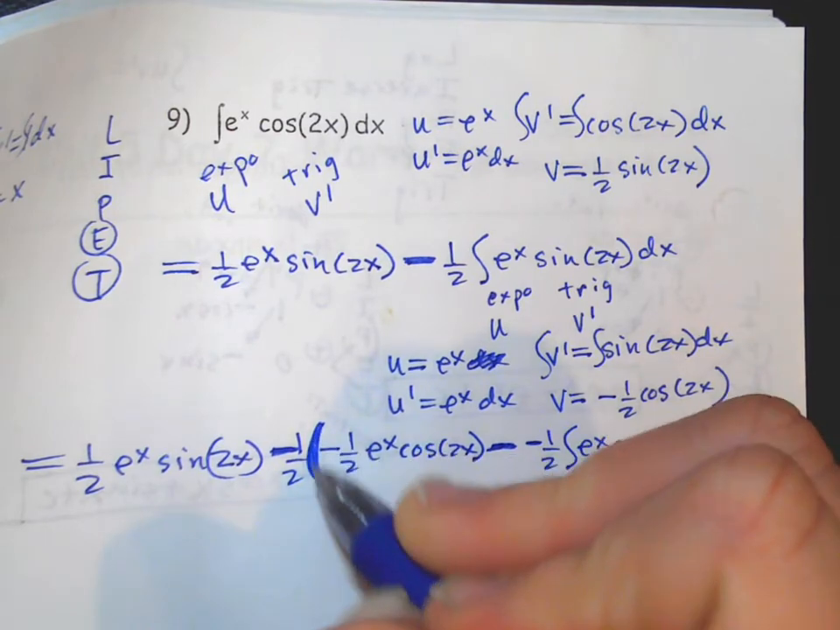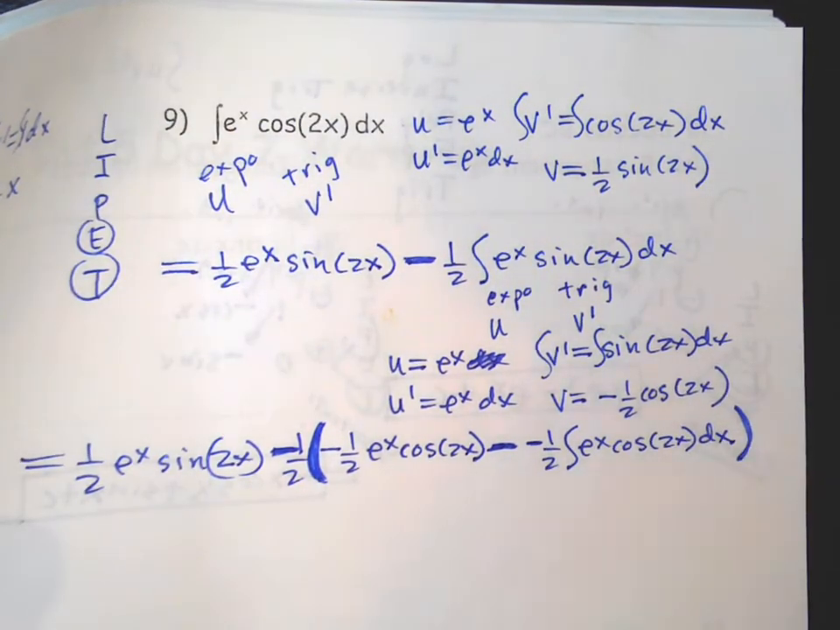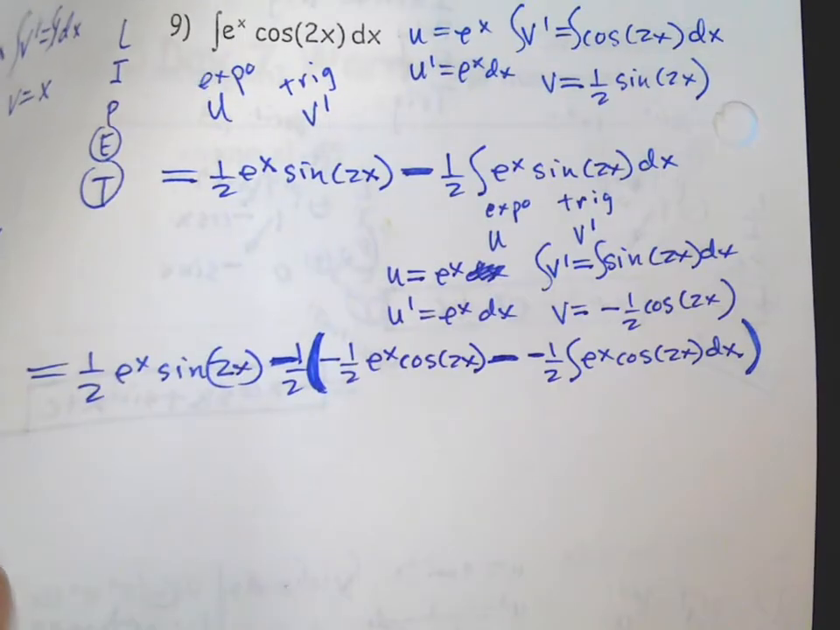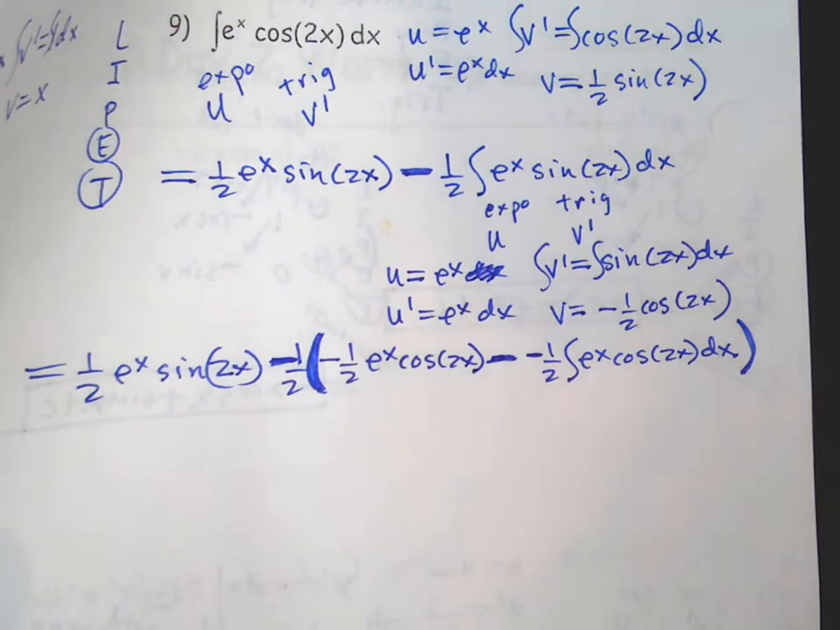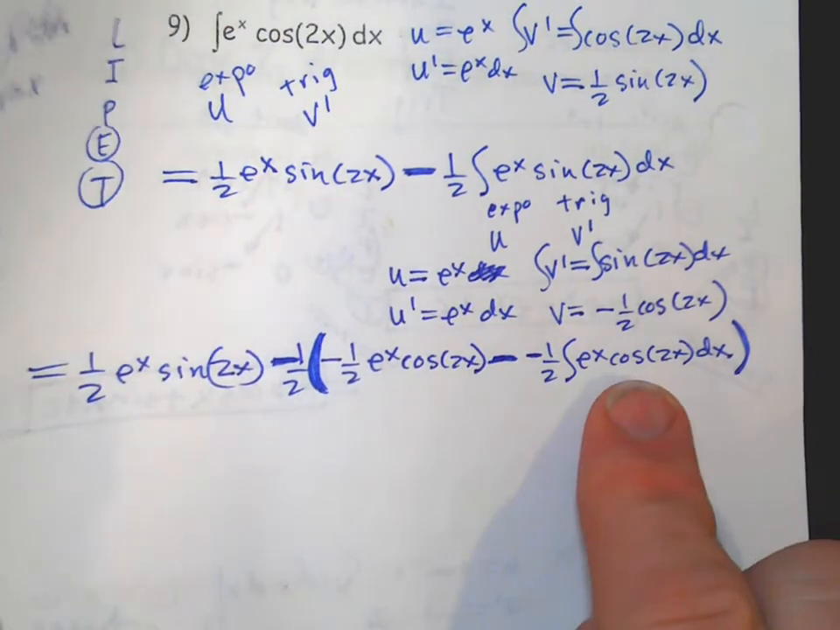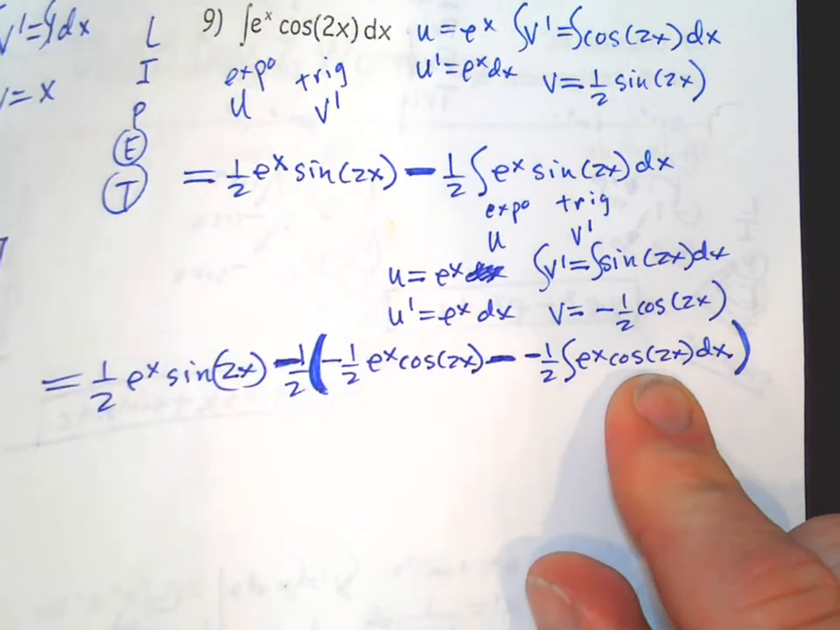Now, hopefully, what should be happening is that this second integral is getting closer and closer to something we can actually integrate. Oh man, I can't do that. Does anyone feel like we're going in circles? Like this is never going to end? You're right. It's never going to end. In fact, look at this. This is exactly what we started with. It's not going to end.